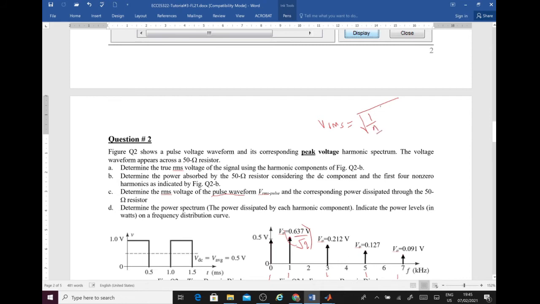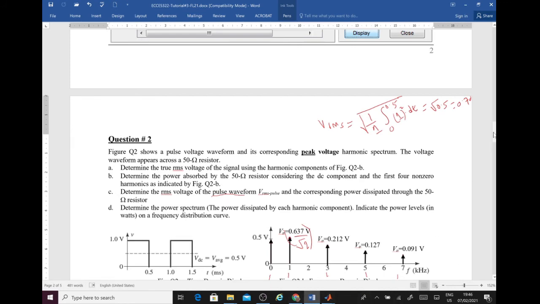Okay, and then we'll take the integration from 0 to 0.5 millisecond. The function will be 1, dt. Of course, the function will be squared. So the integration of dt will be t, and then it will be 0.5 minus 0, that will be 0.5. So the square root of 0.5 is 0.707. So that will be the root mean square value for the whole waveform.